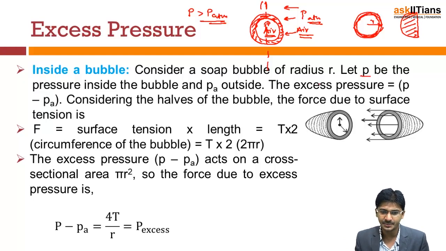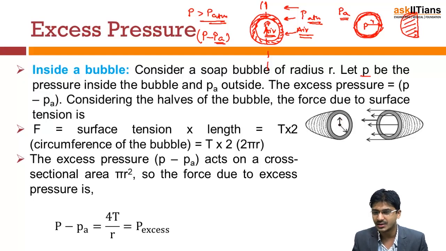Now let P be the pressure inside the bubble. We assume that the pressure inside is P, and PA is the pressure outside, which is normally the atmospheric pressure. Now what is the excess pressure? This will be P minus PA, or if it is P atm, this is P minus P atm. Now considering the halves of the bubble, we write down all the forces that are acting on it. What are all the forces that are acting?